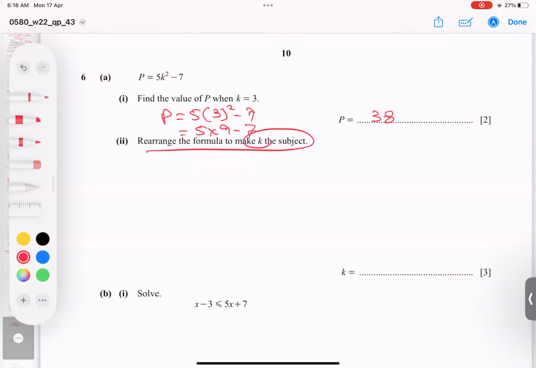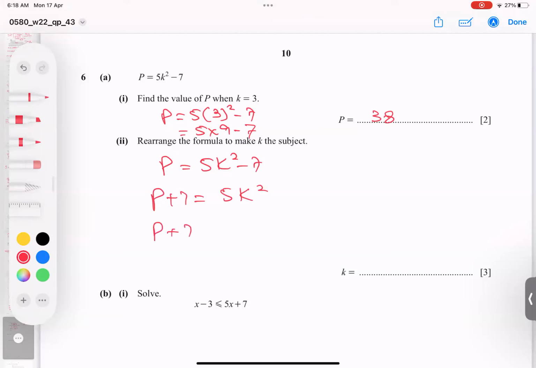Rearrange for the K subject. So let's see how we can find K subject. Have a look carefully. First of all, I have to make K alone. So this 5 we have to remove and 7 remove and then power 2 remove. Better first 7 goes there. Plus here it goes there. It becomes 7 plus P. 5 multiplying with K square will divide there because the reverse of multiplying is division.